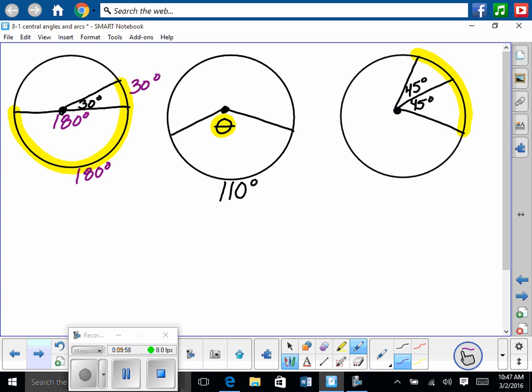Is everybody good with that? So the total arc length of that would be, what would it be? 210 degrees. Does everybody understand why? Yes. 180 plus 30.